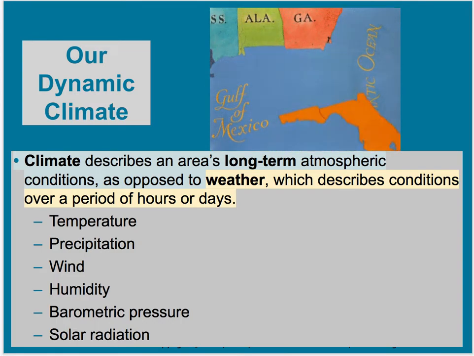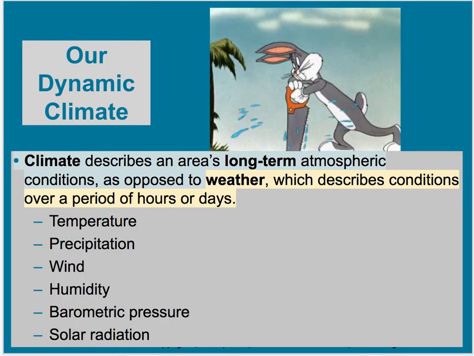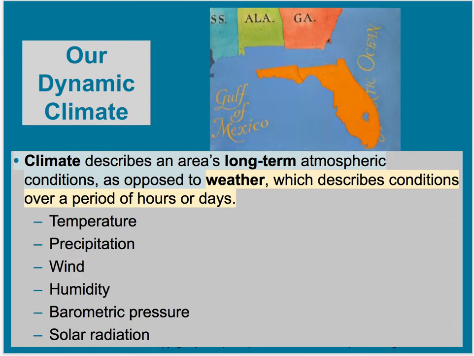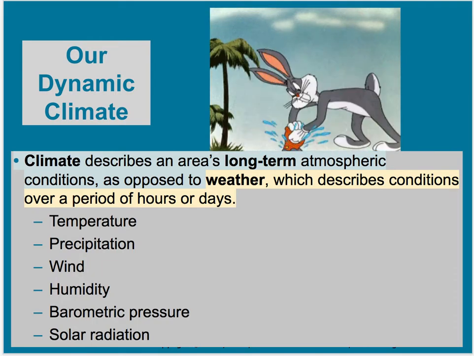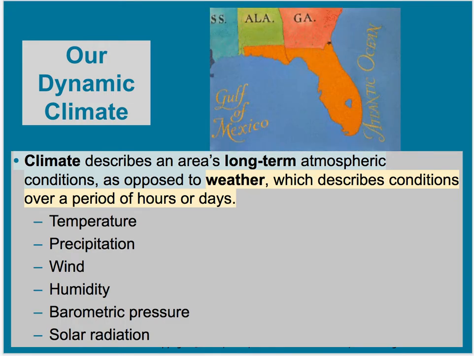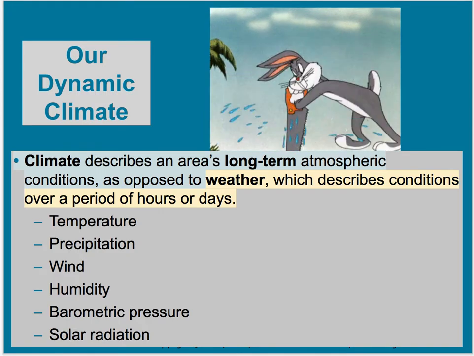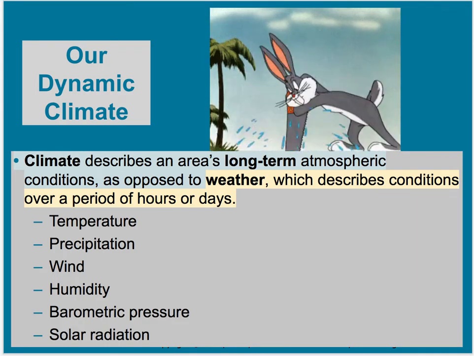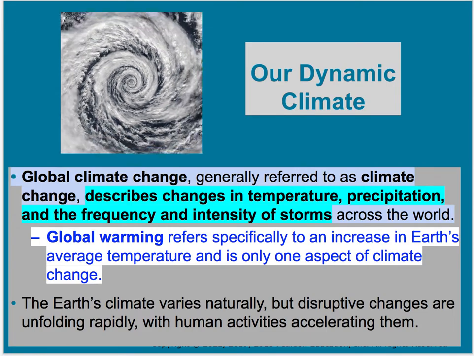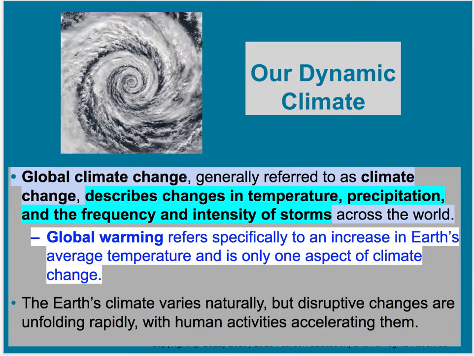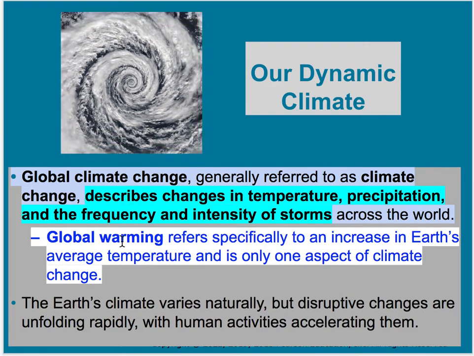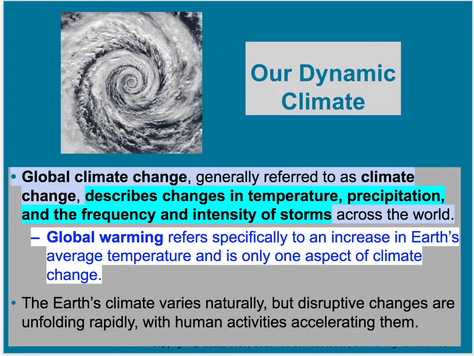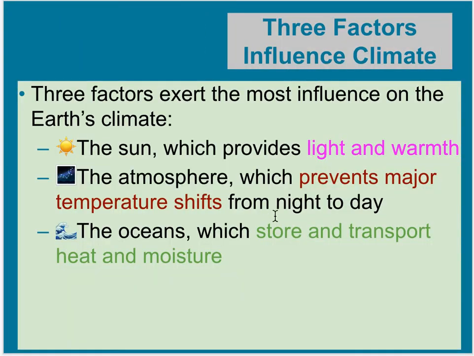So climate is specifically the long-term atmospheric conditions in an area, whereas weather is different. That's more like the day-to-day or hour by hour, what is happening as far as the weather at the moment. Things that can affect both of these are temperature, precipitation, that's like the rain or snow, wind, humidity, pressure, and different sun conditions, solar radiation. These are basically always changing, and global warming specifically refers to the increase in the Earth's average temperature that has happened over time. So there's a few different factors that affect climate.